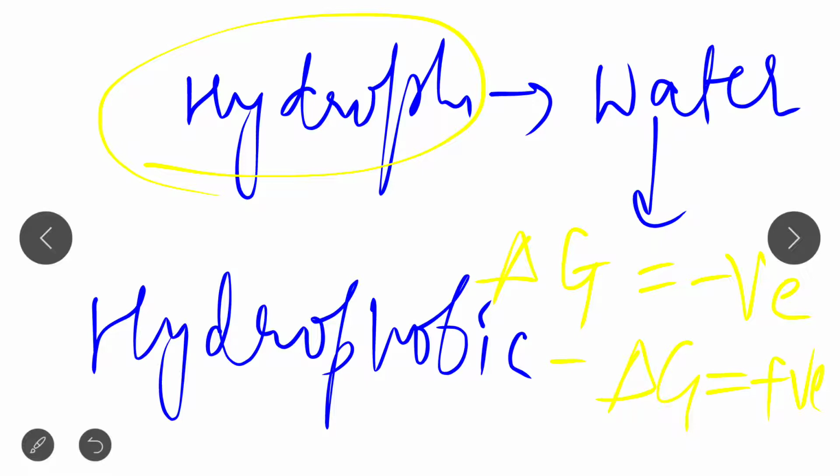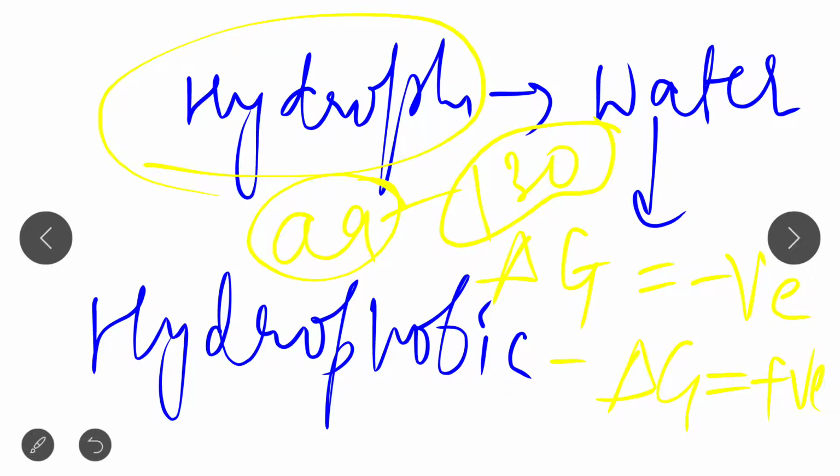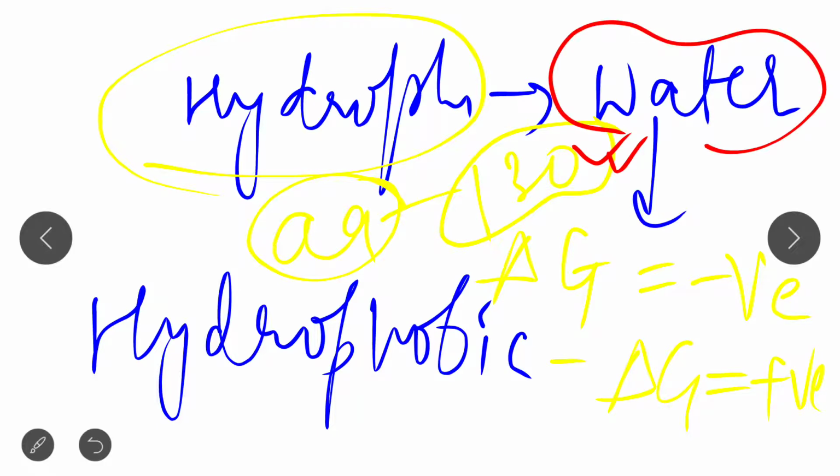Clear? So suppose we isolate a protein of 130 amino acid residues, as in the case of glycophorin you have seen. After this isolation, we dissolve this protein into water. Why water?